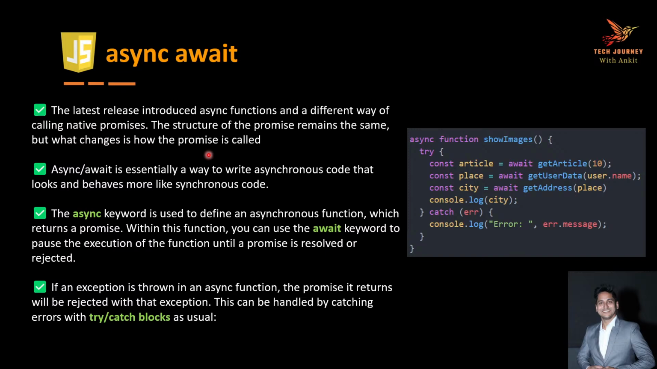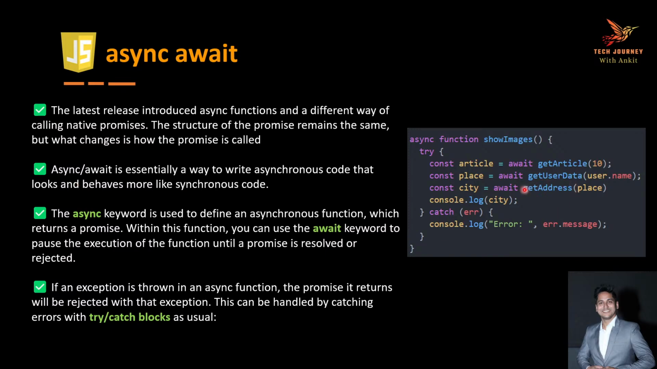So how does async await work? Whenever you have to handle any promises by using async await, the first thing that you will put is the async keyword on the function. You are letting JavaScript know that your function is an asynchronous function.